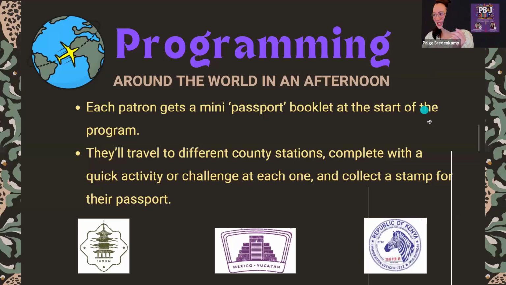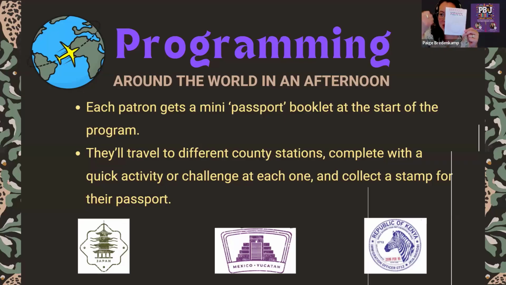Each patron gets this at the start of the program. Then they'll get to travel to different country stations and complete an activity or some kind of game, or even a taste testing, and collect a stamp. So, no long customs lines any longer. Just put your own stamp on and go. For example, this is Kenya, and there's a space here for a stamp. I tried to make this as simple and ready to go as possible.